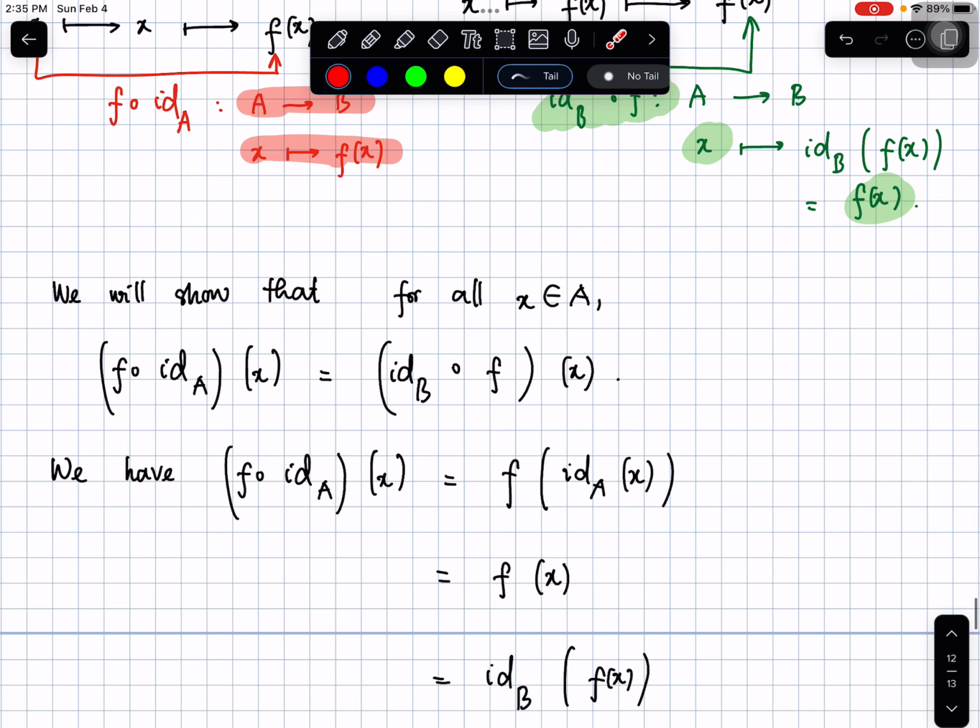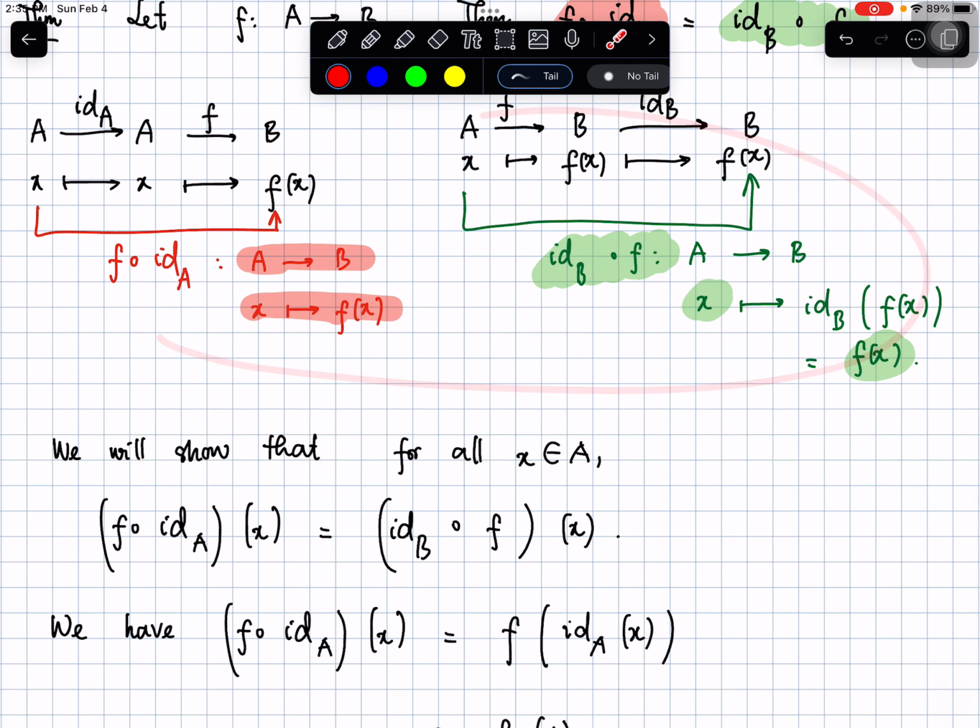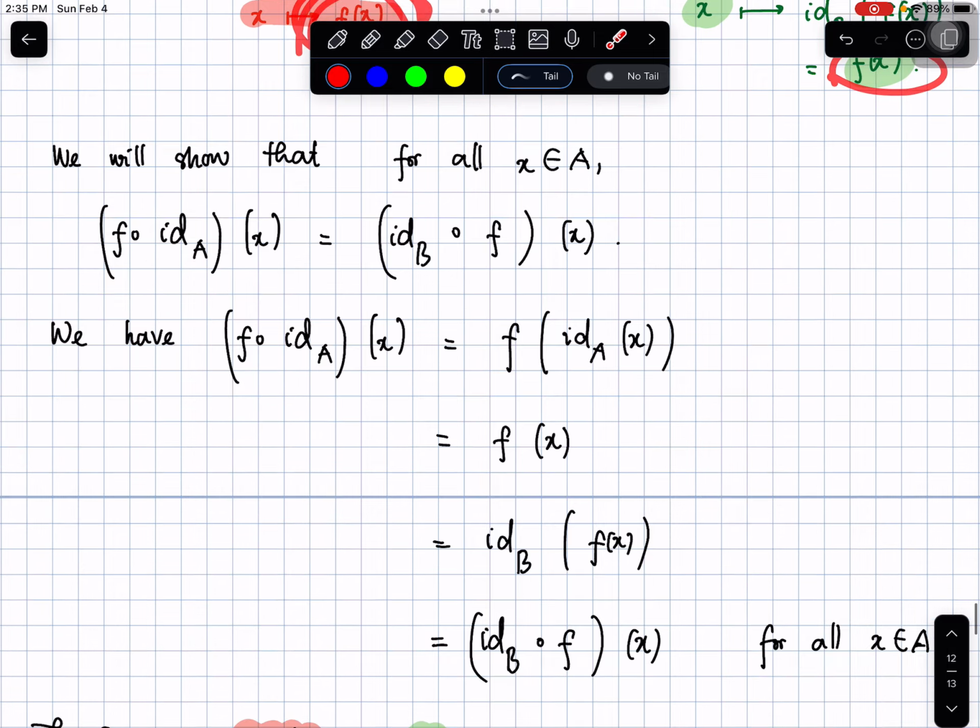In the proof you don't have to write this part. I just show you what the domain and the codomain of the functions are. They are the same. The domain of this function is A, and the domain of the other one is also A. The codomain of this one is B, and the codomain of the other one is B. The values are exactly the same, f of x. So the two functions are equal.